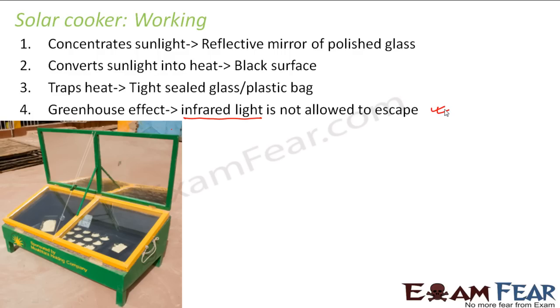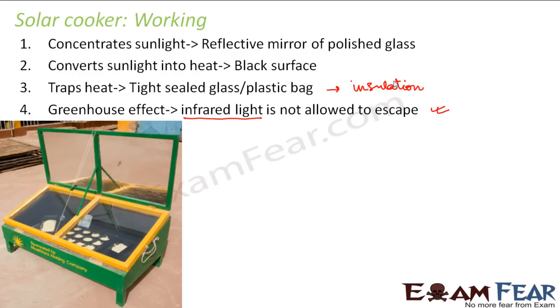Then we have used the tightly sealed glass or plastic bag inside which we have kept the entire solar cooker, so that there is insulation, so that the heat which is absorbed by the solar cooker should not get shared by some other objects. So that insulation is ensured by the tightly sealed glass. On top of that, we have this greenhouse effect. That is, this glass will allow the infrared light to enter, but it will not allow it to escape. So this trapping of infrared light also adds to the heat present inside. So that is how a solar cooker actually works.